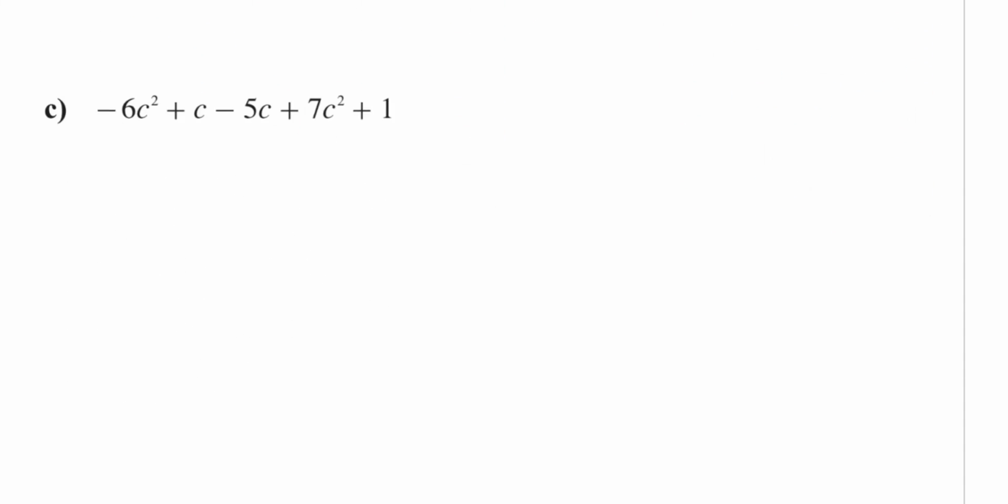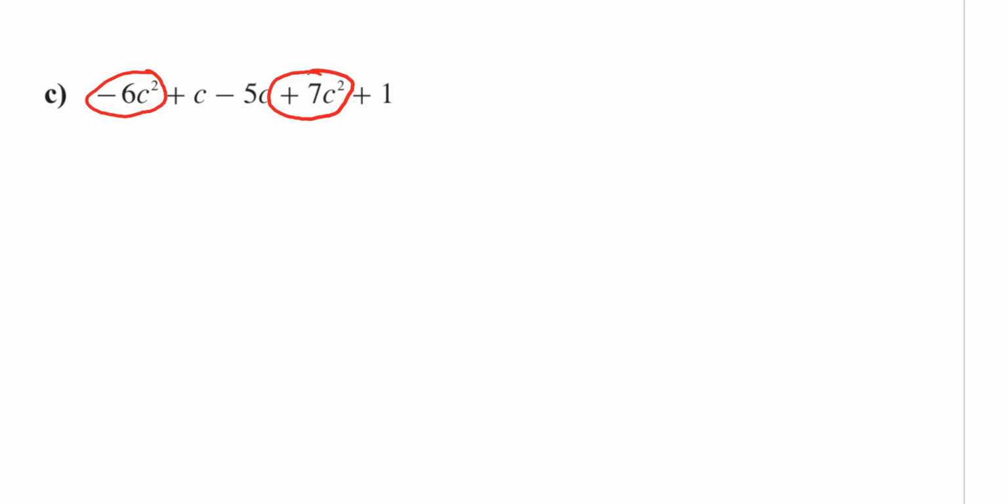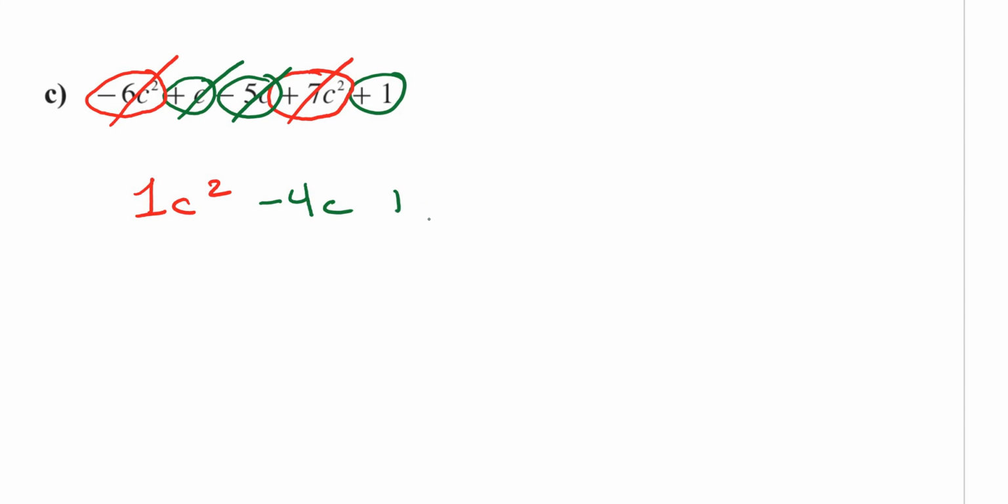Okay, moving on to letter C now. Let's go ahead and find the like terms. Here's a -c squared and positive 7c squared. So -6 plus 7 is going to be 1c squared. Those will cancel off. And then I have a plus c and a -5c. So that's the same thing as 1 minus 5, which is -4c. And those will cancel off. And then there's a plus 1 at the very end. And you can rewrite this as just c squared minus 4c plus 1.